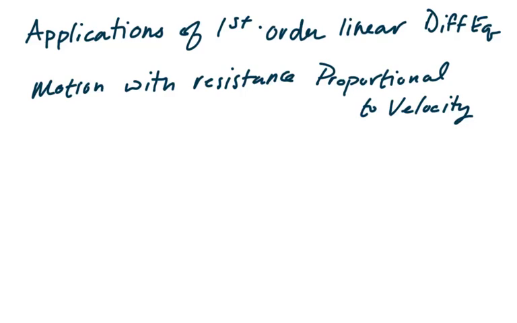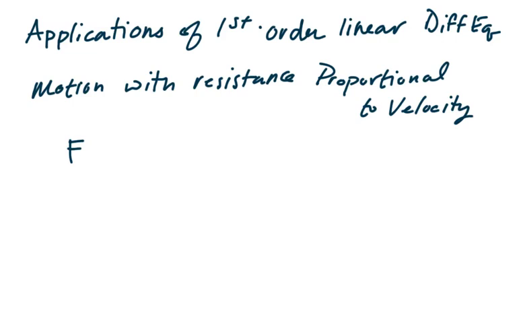Moving along in our chapter, we're going to talk about applications of first-order linear differential equations. And this first example we're going to deal with talks about motion with resistance proportional to velocity.